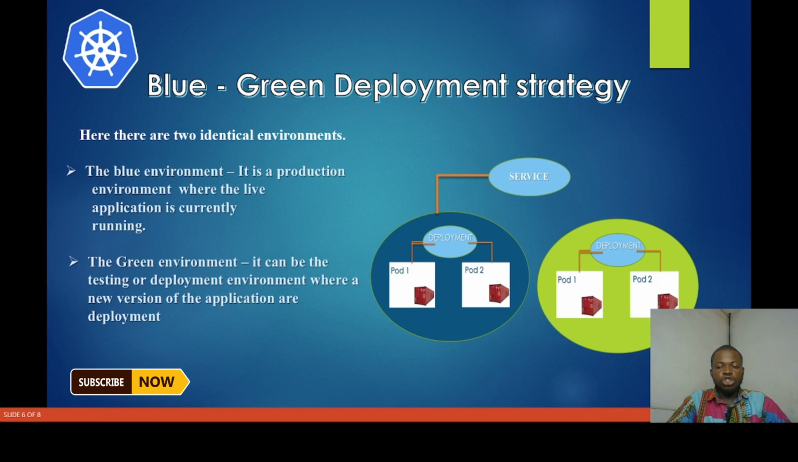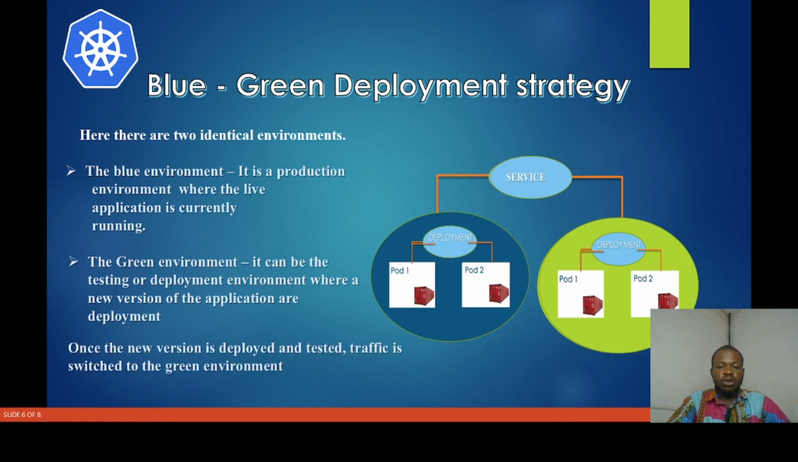Then what you just have to do is, since the blue environment is running traffic to the service, reroute traffic to the green environment, and then terminate the traffic from the blue environment to that same service. So to get a better understanding of how this is done, we'll go straight to the terminal.